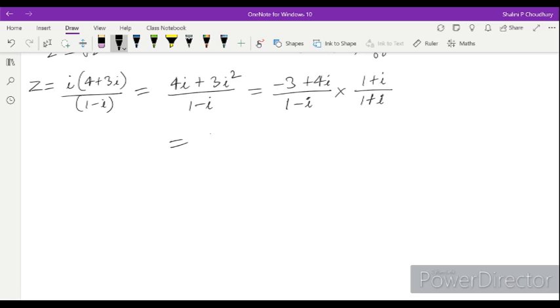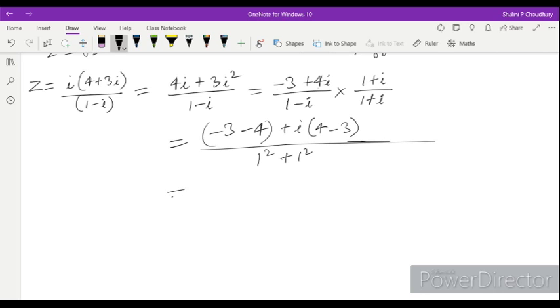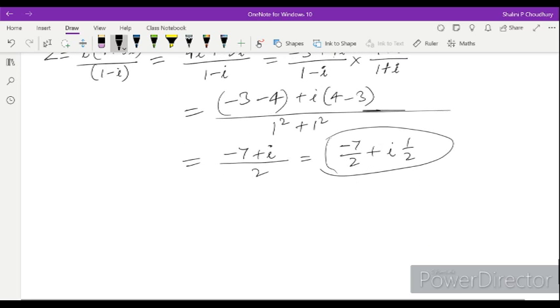Minus 3 into 1 will be minus 3. 4i into i will be minus 4. Plus i into 4 into 1, 4, minus 3 into 1, minus 3, divided by 1 square plus 1 square. So it will be minus 7 plus 4 minus 3, 1, so i, divided by 2. We have to write it in the form a plus ib, so it will be minus 7 upon 2 plus i upon 2. This way we can write.